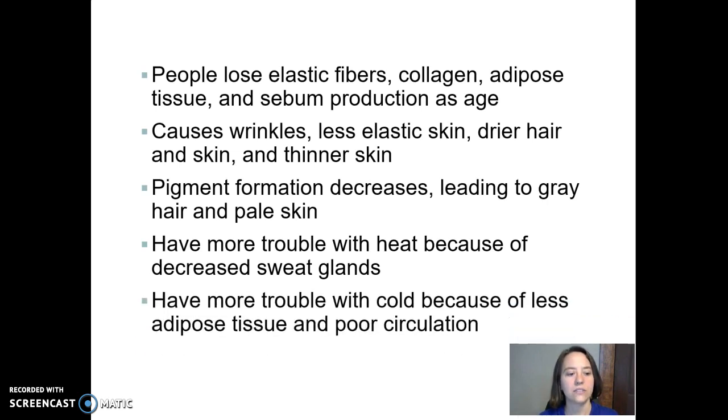On the other side of that, they have more trouble with cold because of less adipose tissue, which we know is a good insulator, and they have poor circulation, or it's not as good as it was when they were young.